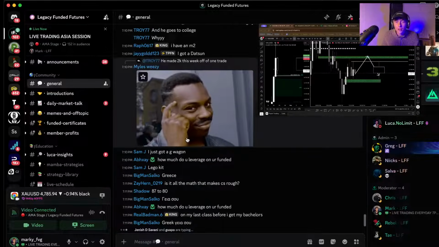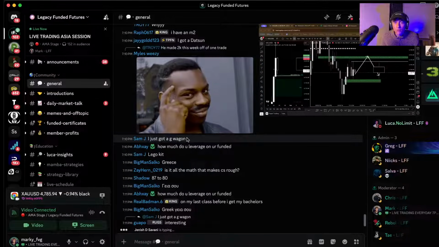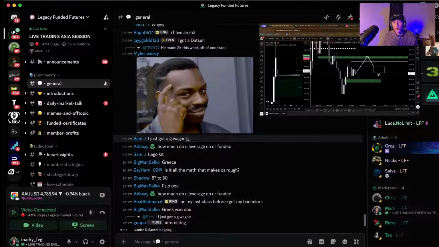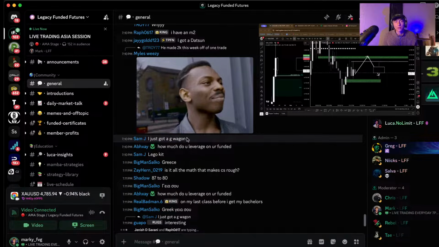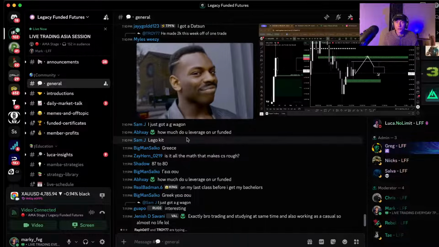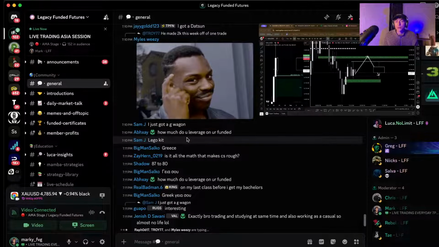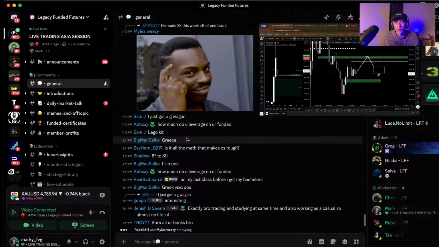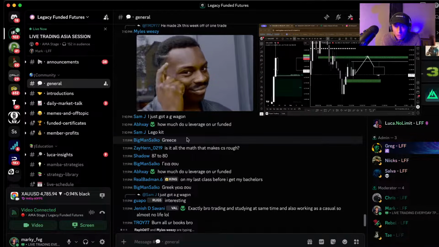I just got a G-Wagon. Let's go, Sam. How much leverage on your funded? I think I'm gonna go in with like 15 micros today. You can trade a total, I think, of 50 micros or 5 minis on the legacy funded futures.